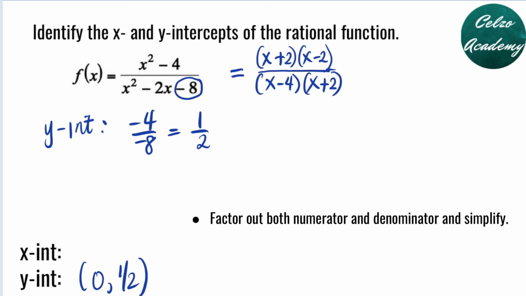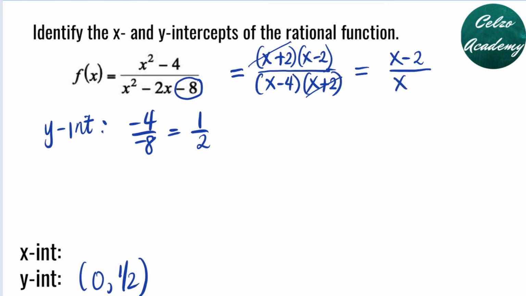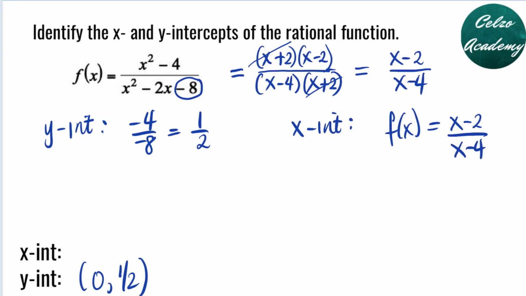Notice that we can simplify this factored form further. We can cancel out the x plus 2 and the x plus 2. So the simplest form here is x minus 2 over x minus 4. And now we're ready to solve for the x-intercept. Our f of x now is equal to x minus 2 over x minus 4.